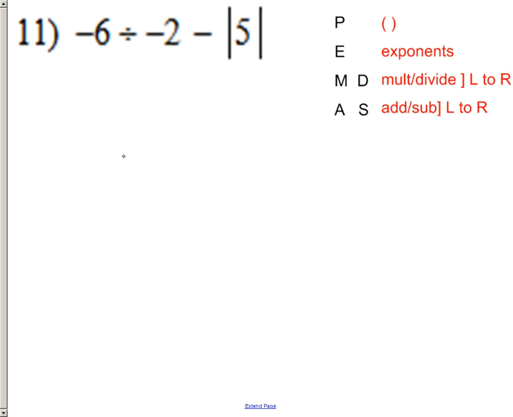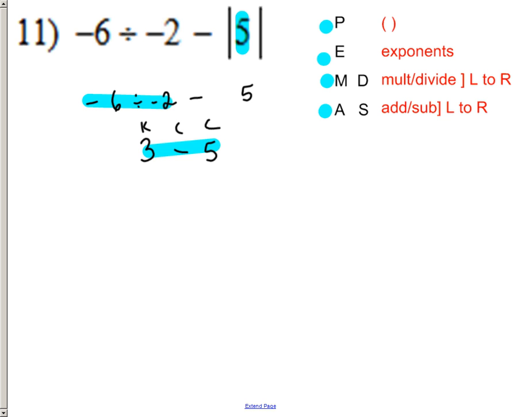Two more and we'll call it a day. Again, treat the absolute value as parentheses. Absolute value of 5 is 5. Whoops, and do you see where I rushed it? I forgot the -2 sign, so that will be a 3 minus 5. And we're left with -2.